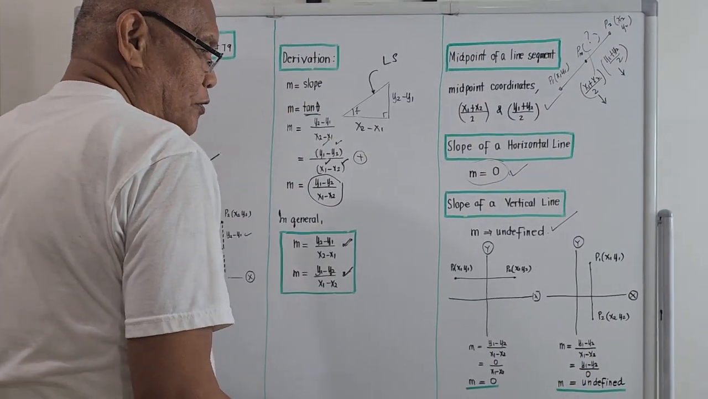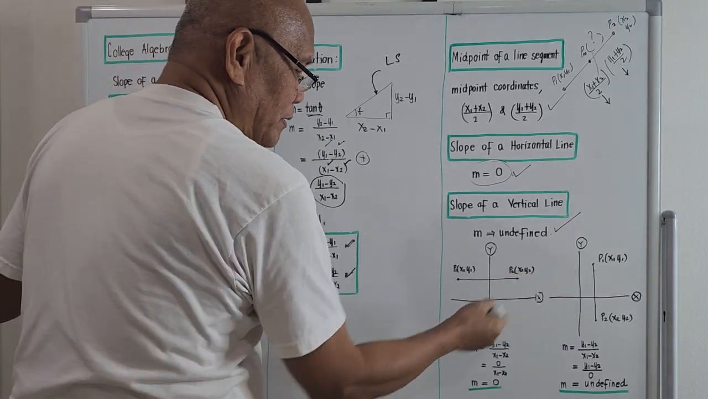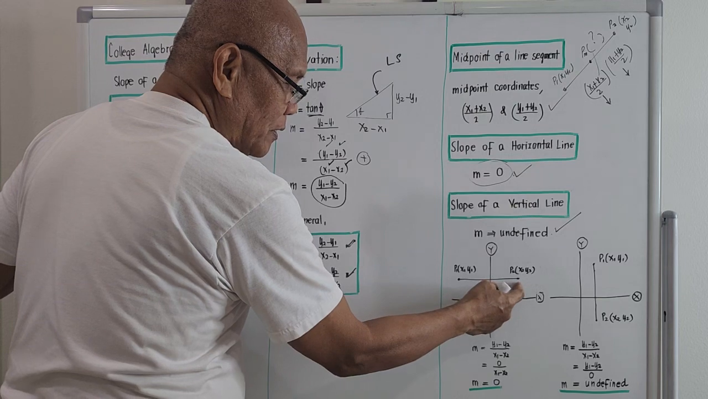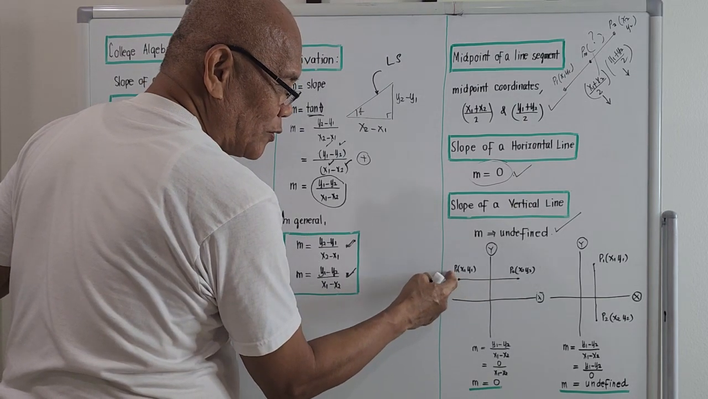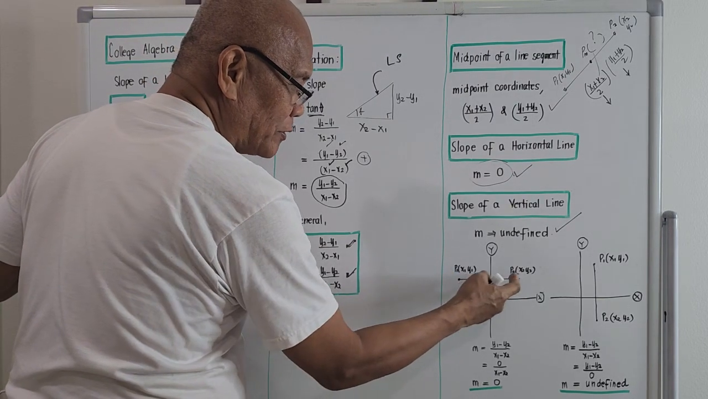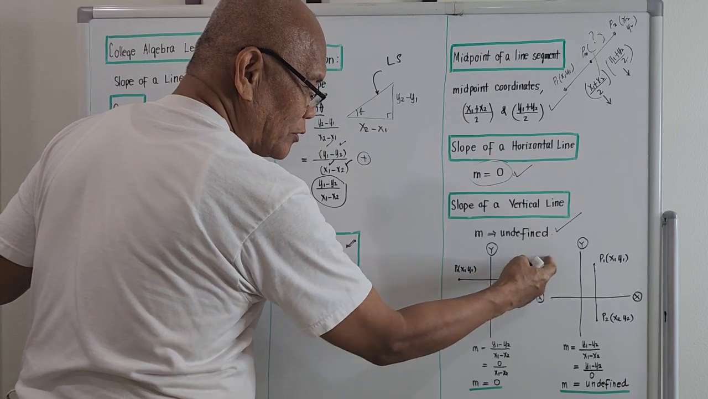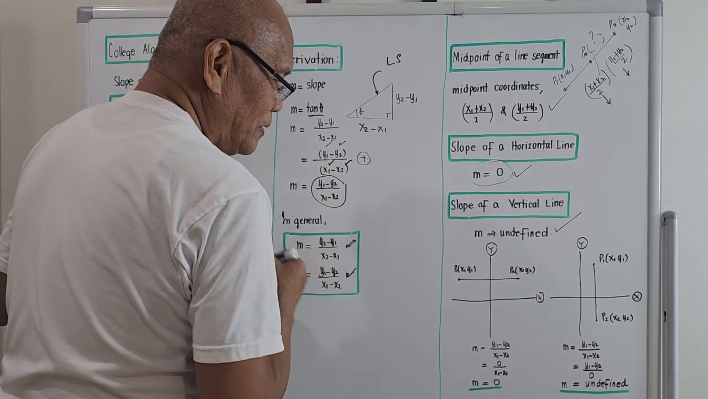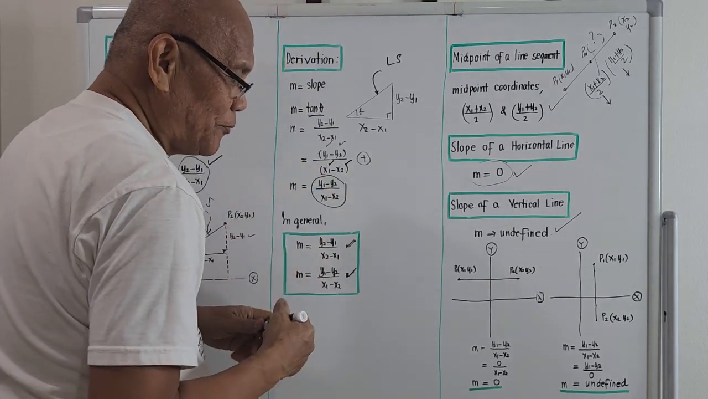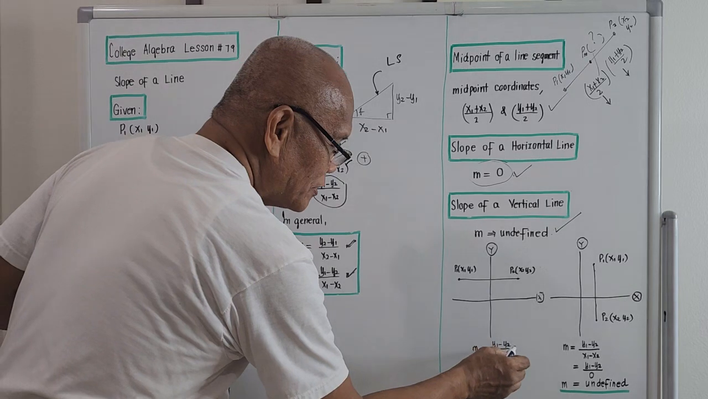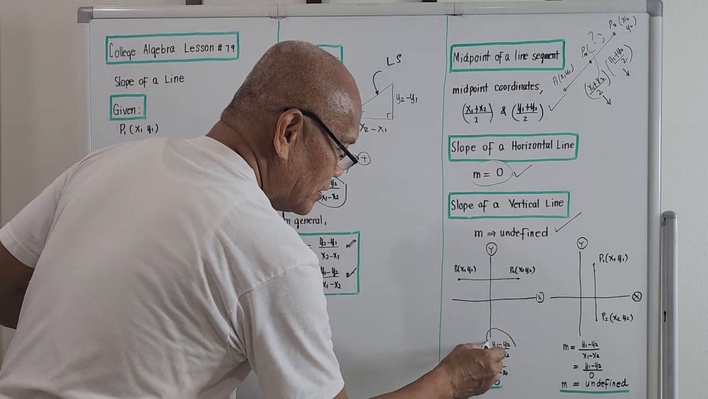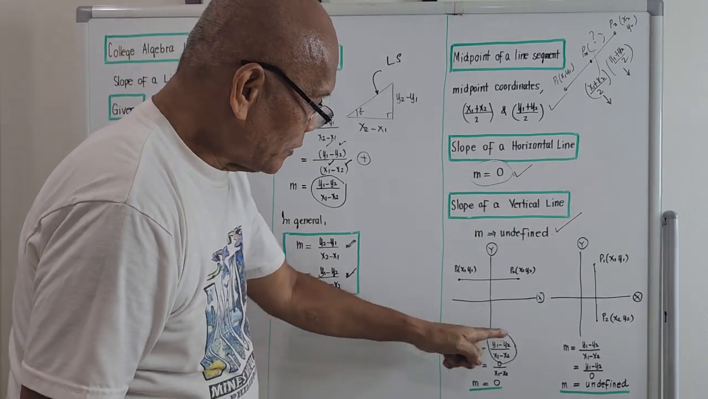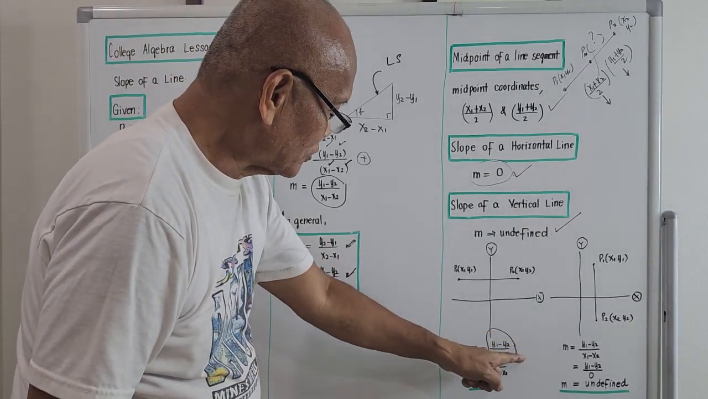If we try to draw a horizontal line, if this is point number 1 and this is point number 2, the coordinates of this are x1, y1. The coordinates of point number 2 will be x2, y2. If we try to compute the slope of this, we'll just use the formula. Slope, in general, is this formula, right? It's the difference y1 minus y2 over x1 minus x2.